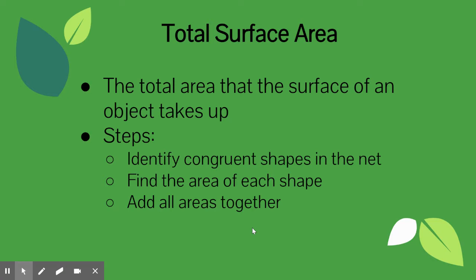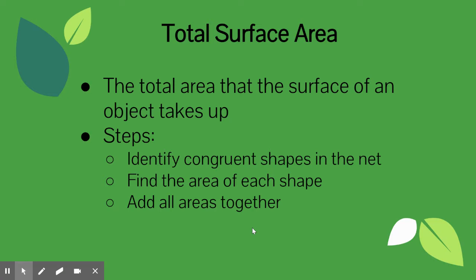So to find total surface area, this means we're finding the total area that the surface of an object takes up. So when I have like a soup can, this would be all of the outside of the soup can, not what's contained inside of it, but all the outside, all the metal that makes up the soup can.